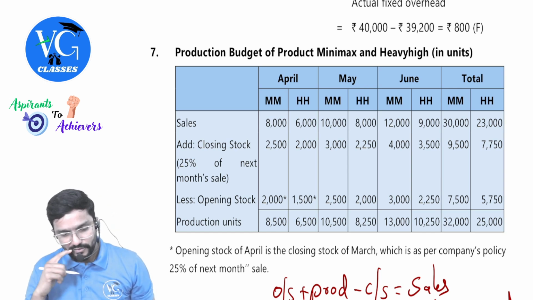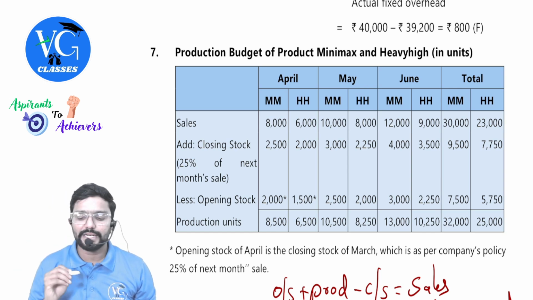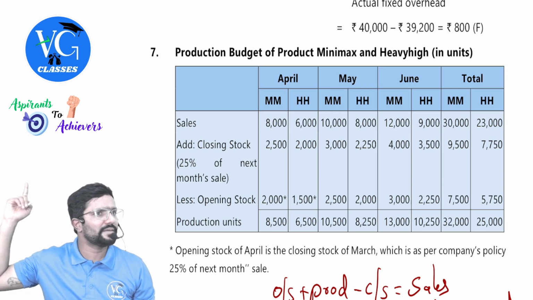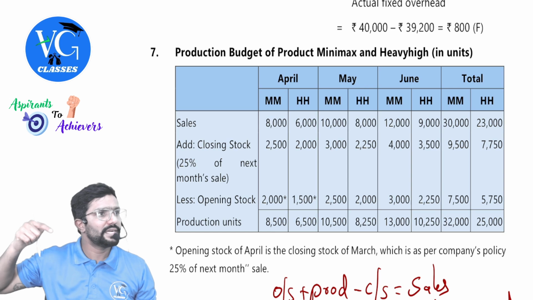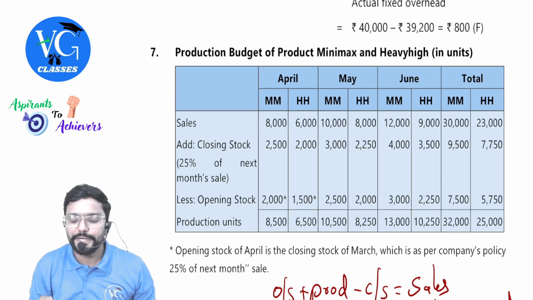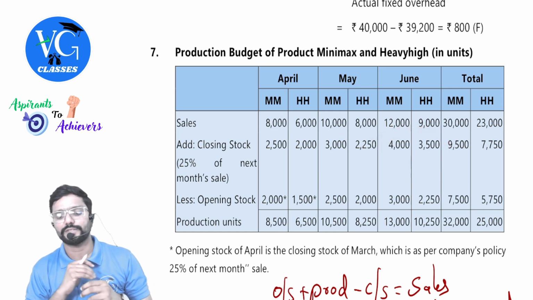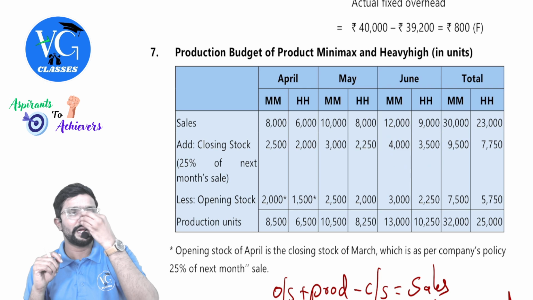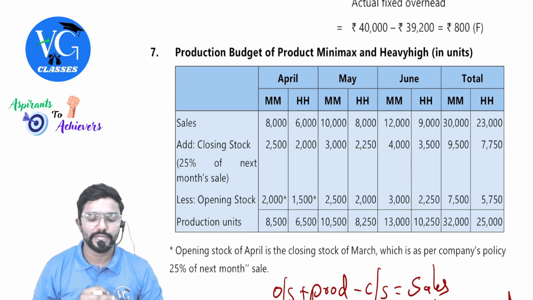Now, for July, they have given. Can we calculate the closing stock? Yes, July month sales is given in the question. I have not written it here, but it's given in the question. So take July sales into 25%. You will get these two figures: 4,000 and 3,500.